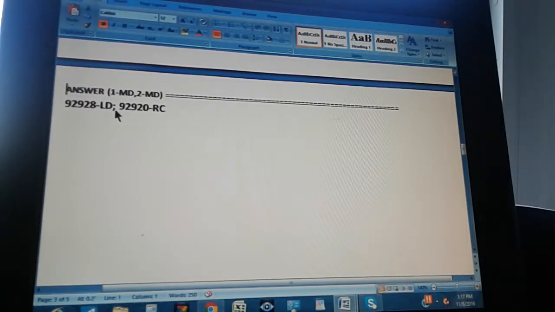And the other one is 92920-RC, and that stands for right coronary artery. So that's the answer to this exercise. If you got it, congratulations, you're very good. But if you didn't get it, don't worry, it's kind of difficult. So we're going to give you a few tips.